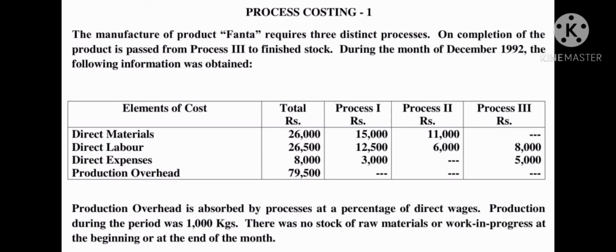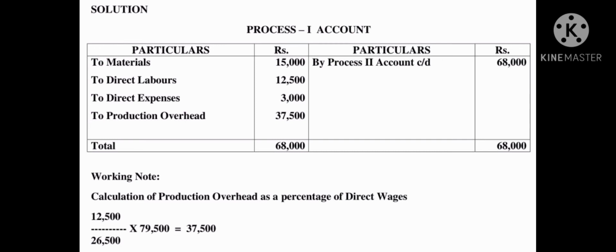Now let's go to the solution. You see that I have prepared the process 1 account here. This is the actual structure of preparation of the process account. Process 1 alone is there: material, direct labor, direct expenses. I have taken the exact values given in the problem. Then production overhead is not there, because we saw that 79,500 is given as a total value. So to calculate this production overhead for process 1, see the working note: calculation of production overhead as a percentage of direct wage.